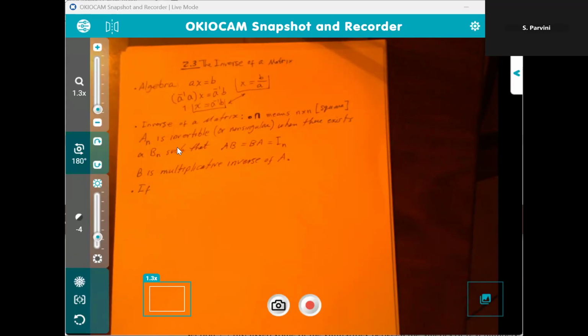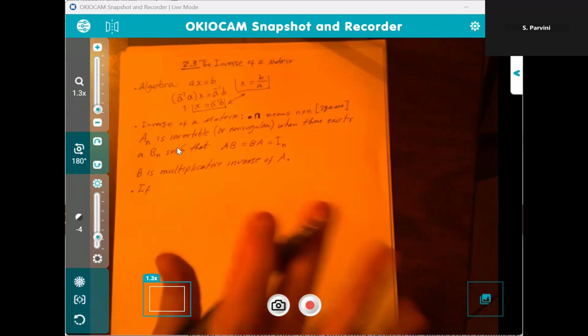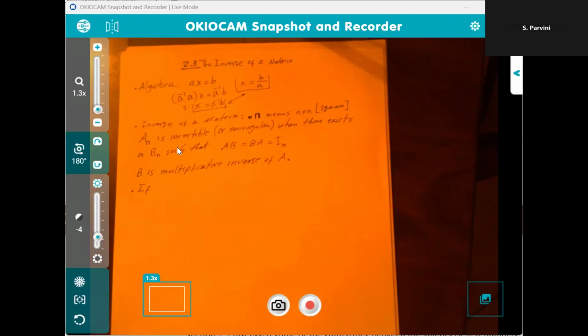Anybody, if you can't read what I'm writing, please ask. Otherwise, I assume it's legible and readable. So hopefully everybody's okay now.